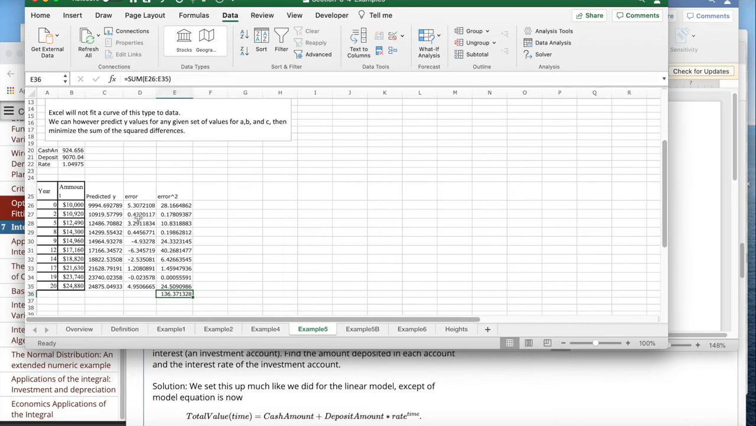Looking at my errors, most of my errors are just to the level of round-off errors. I was within $10 in all of the amounts, and so that convinces me that this is really what I started with. If I change any of these numbers up or down, my error is going to get worse.